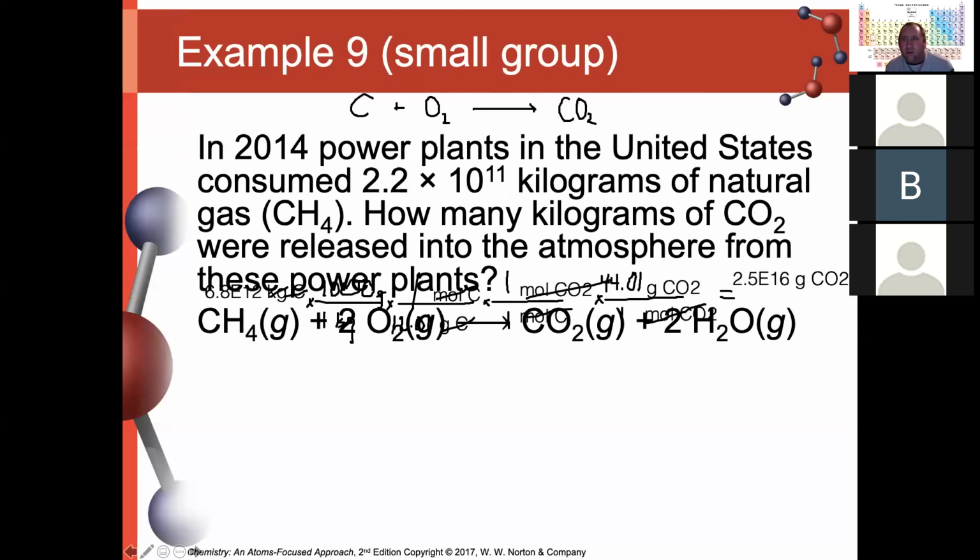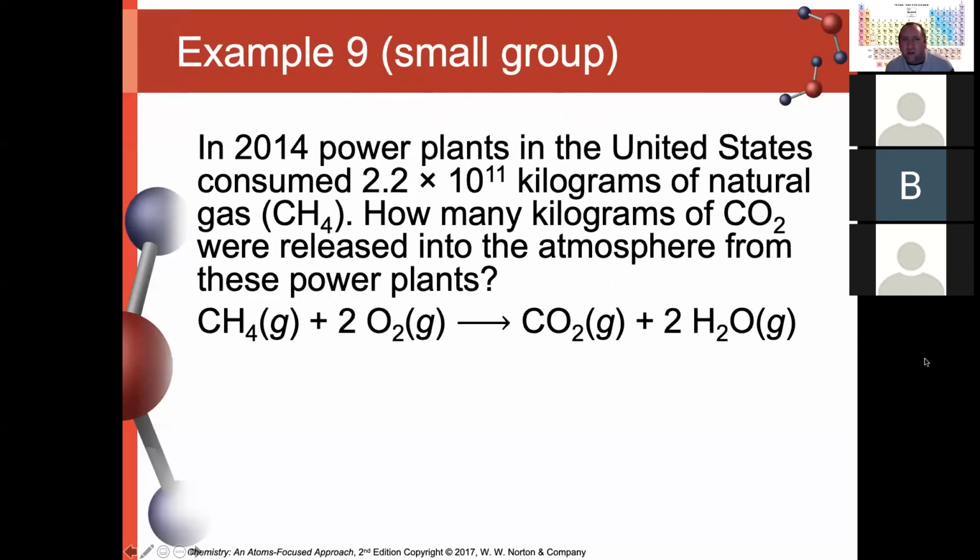All right, try this one yourselves. In 2014, power plants in the United States, these are natural gas power plants, consumed 2.2 times 10 to the 11th kilograms of natural gas. How many kilograms of carbon dioxide were released into the atmosphere from these power plants? Now, we've already given you the balanced chemical equation. You just need to do the stoichiometry. So I'll give you a couple of minutes. Go ahead and organize the calculations.